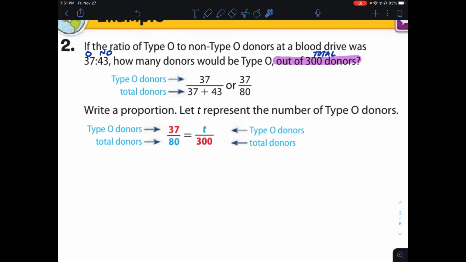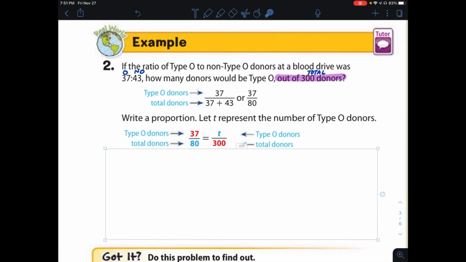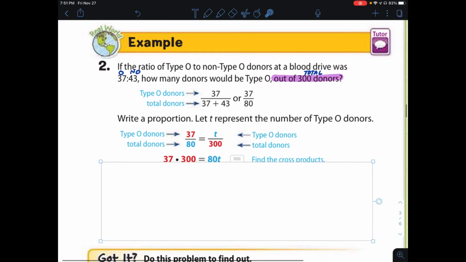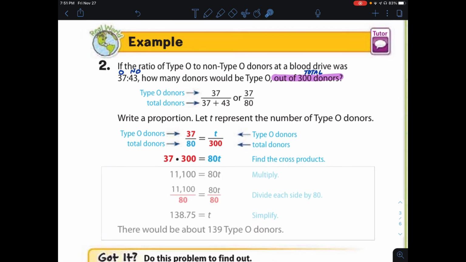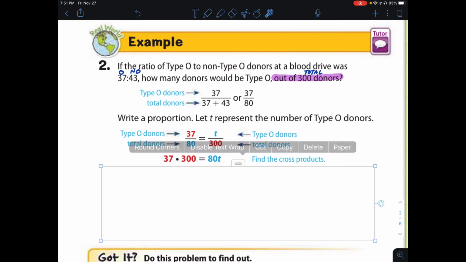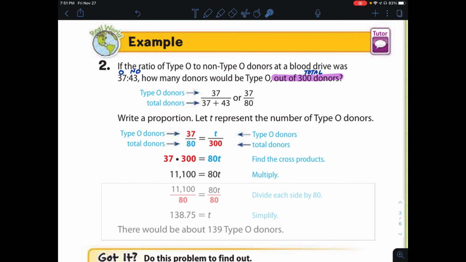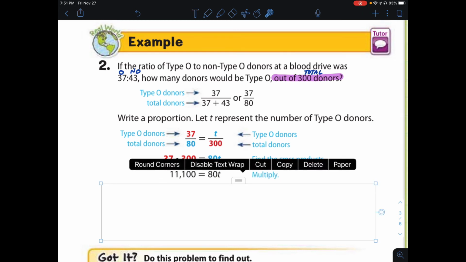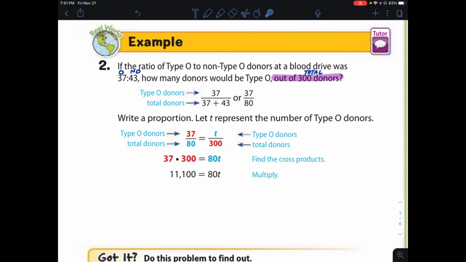Doing our cross products, we multiply 80 times t, and 37 times 300. 37 times 300 is 11,100, and 80 times t is just 80t. Again, using the principle that we learned in example number 1, to find the value of t we need to divide both sides by 80.